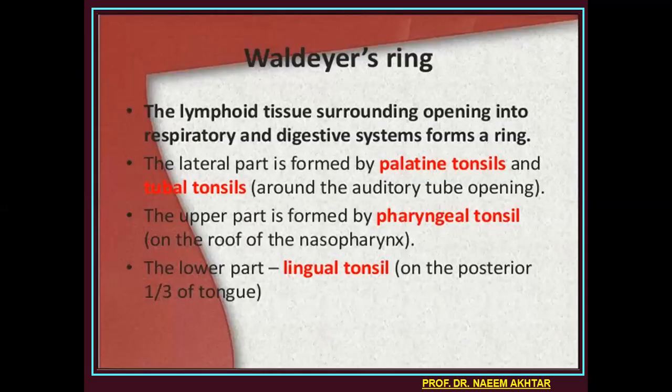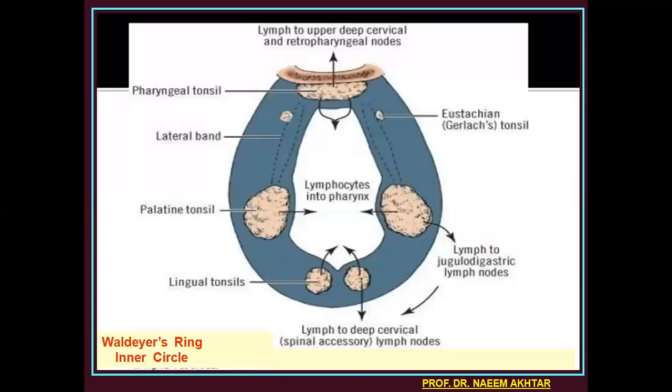What is Waldeyer's ring? The lymphoid tissue surrounding the opening into the respiratory and digestive systems forms a ring. The lateral part of the ring is formed by the palatine tonsils and tubal tonsils, which are present around the auditory tube opening. The upper part is formed by the pharyngeal tonsil, which is present on the roof of the nasopharynx. The lower part of this inner ring is formed by the lingual tonsil on the posterior 1/3 of the tongue. This is a figure which shows these different components of the inner ring of the Waldeyer's ring.